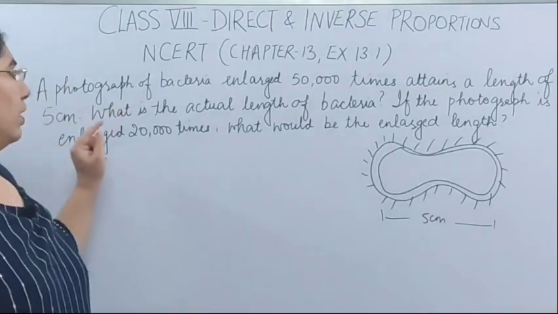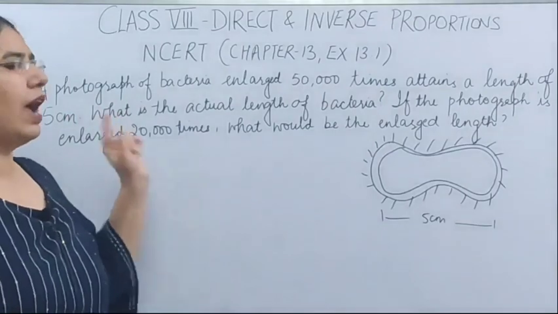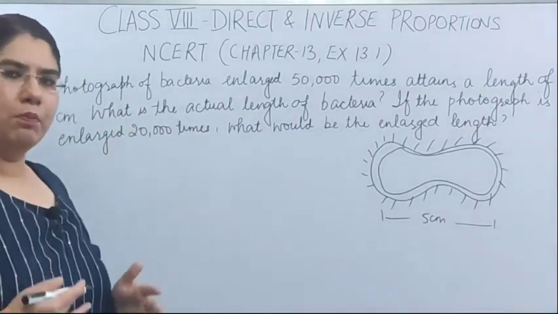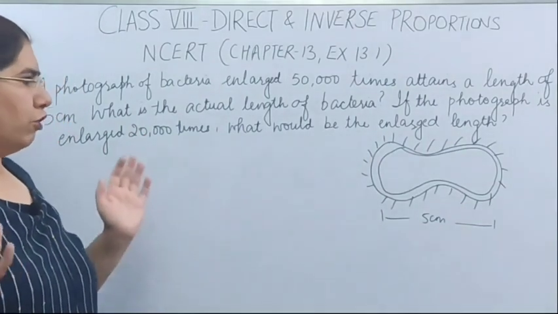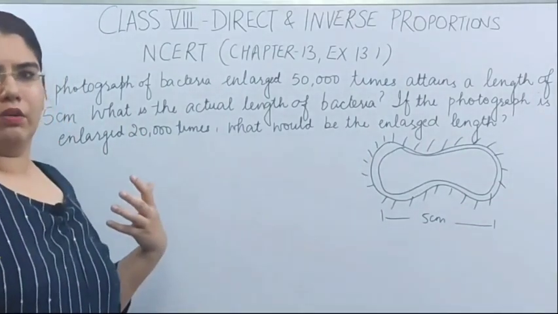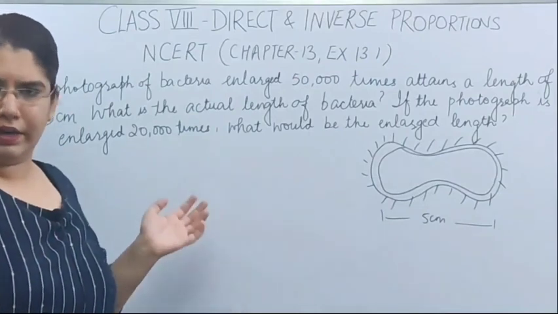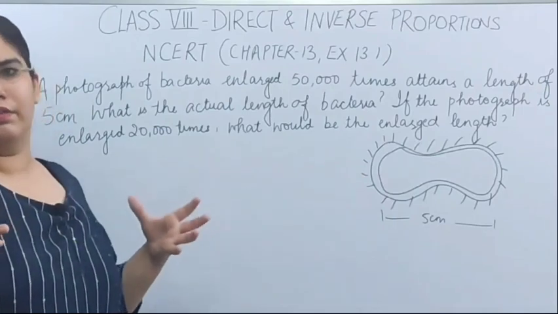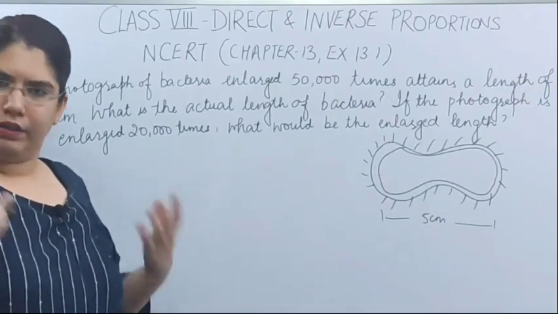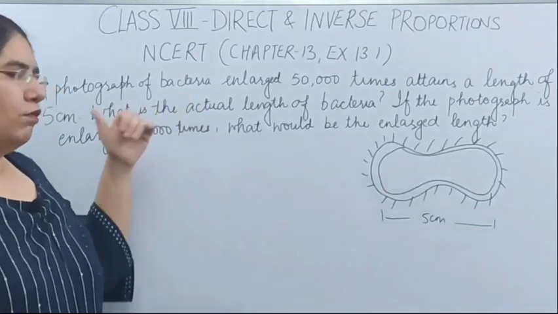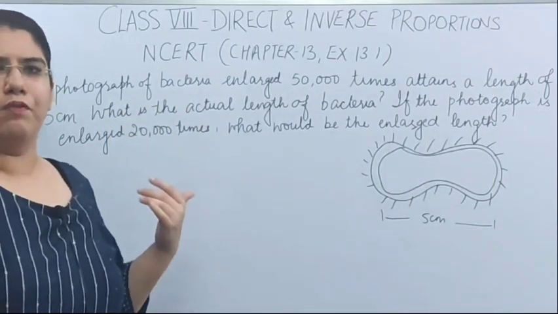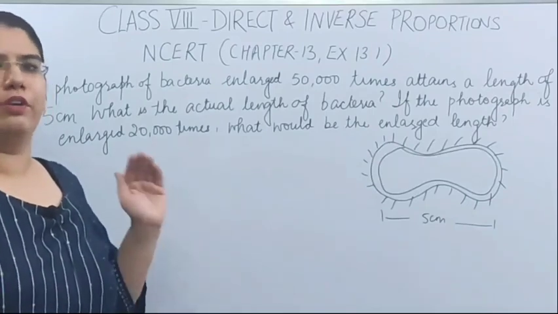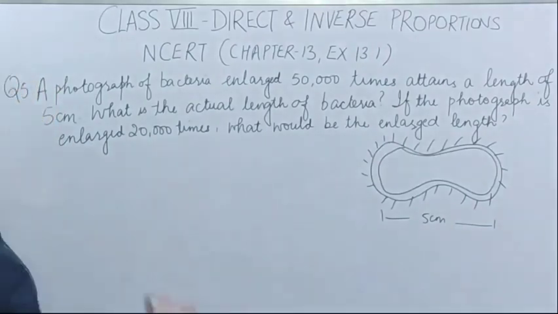So the question is, first part says what is the actual length of the bacteria. Now the more you enlarge the photograph, the more will be the length of the bacteria, right. The more you zoom the photograph, the bigger the size of that bacteria will be. Yes or no? So, we can say it is a case of direct proportion. So, in such questions, we know it very well that we have to first tabulate.